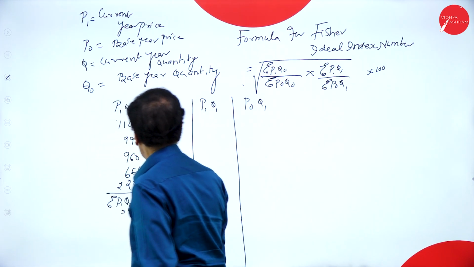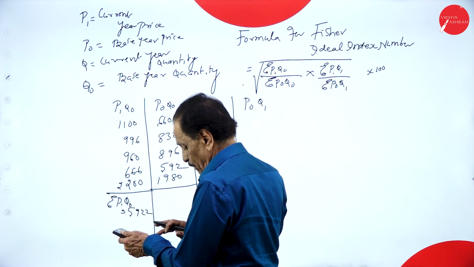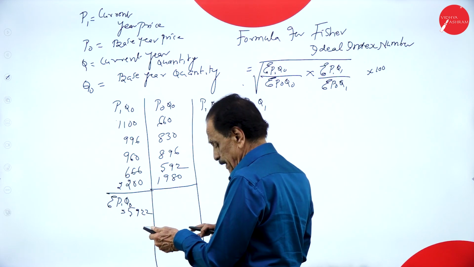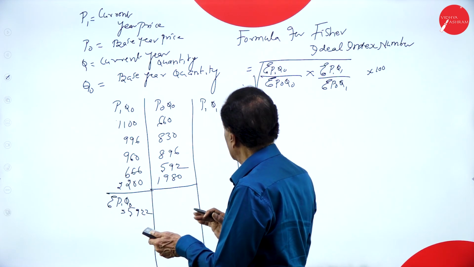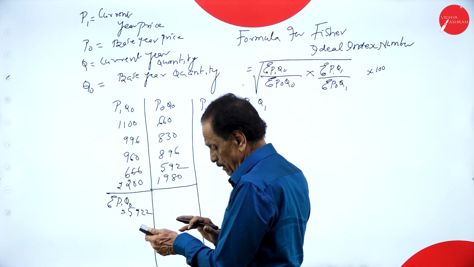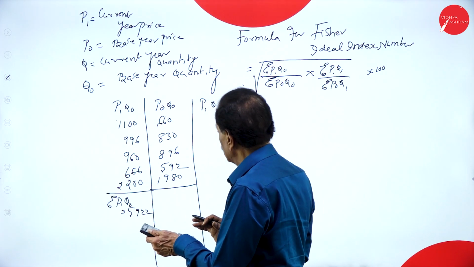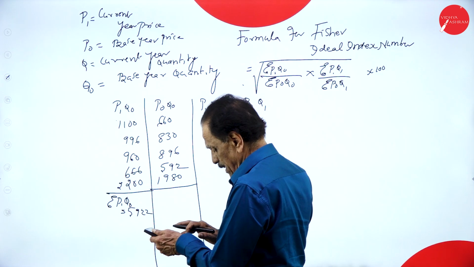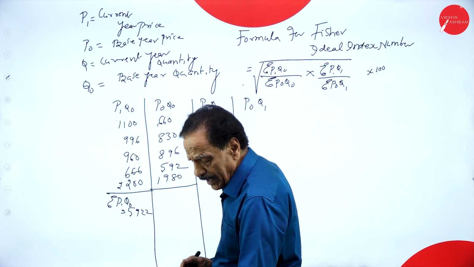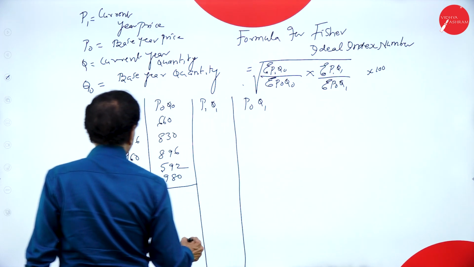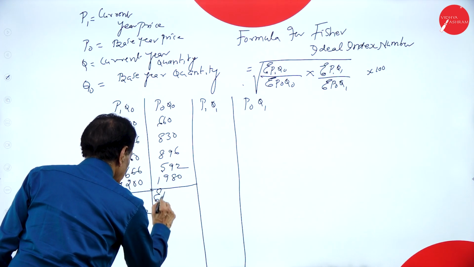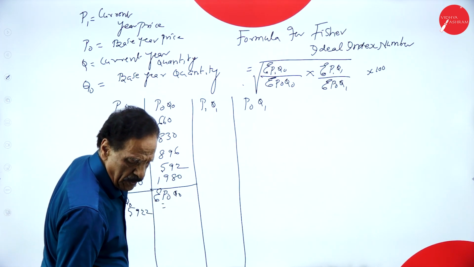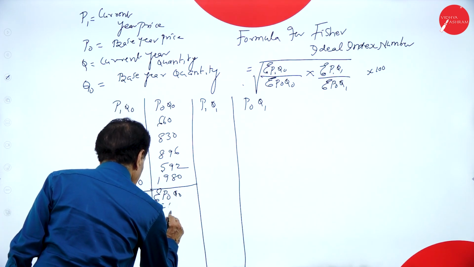Add the figures. 660 plus 830 plus 896 plus 592 plus 1980, 4958. Sigma P0 Q0 is equal to 4958.